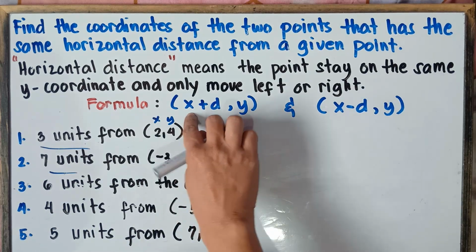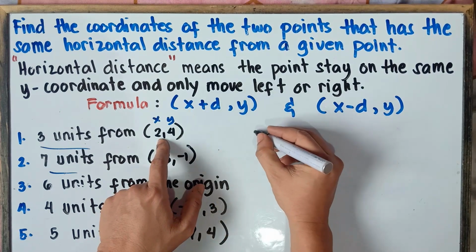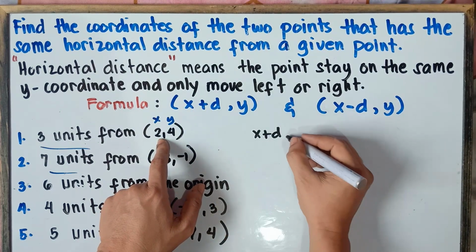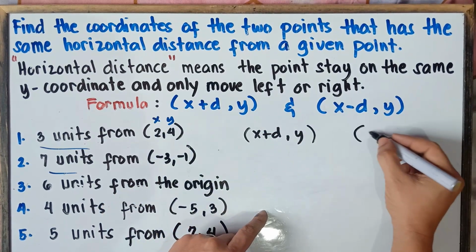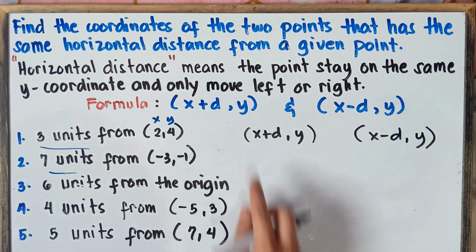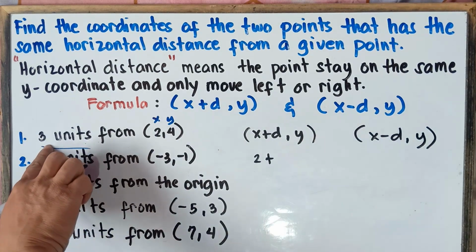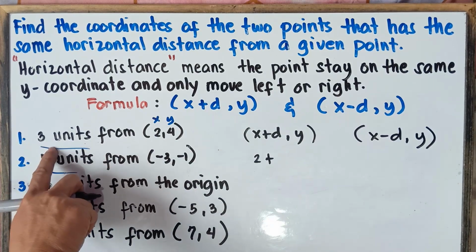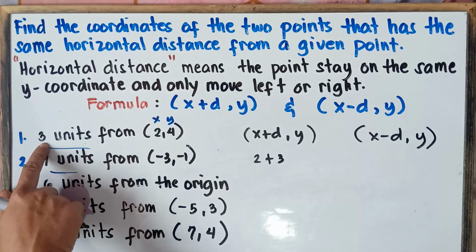So once again, the x value, that would be 2. So simply apply this one. Alright, so let me just copy the formula. X plus d, the distance, and then y. And then the other one, we have x minus d, comma, and then y. So the value of x, that would be 2, plus the distance is 3. Once again, class, the distance is 3. So simply copy 3. This 3 right here is our distance given, class.